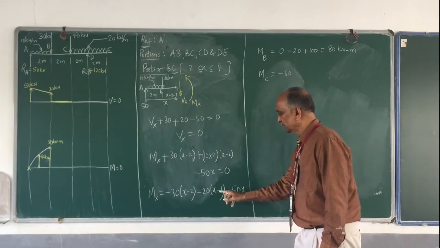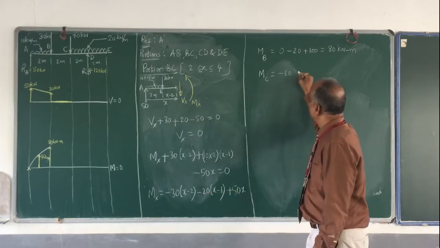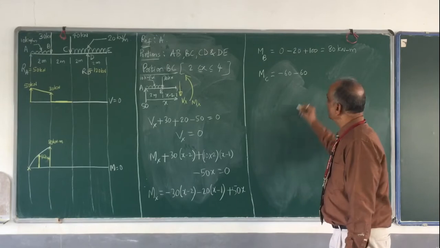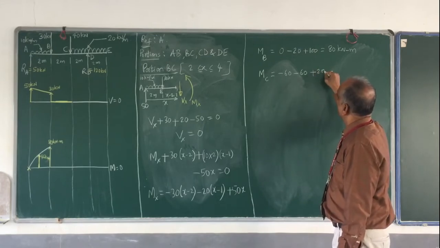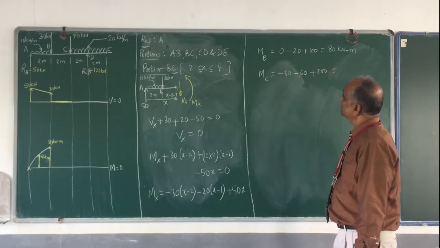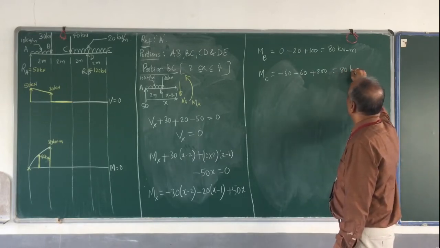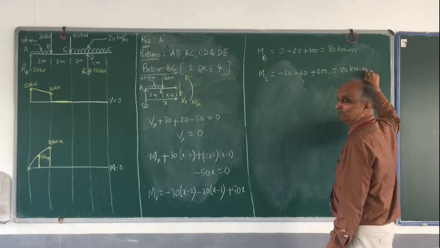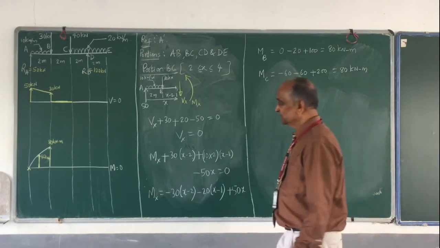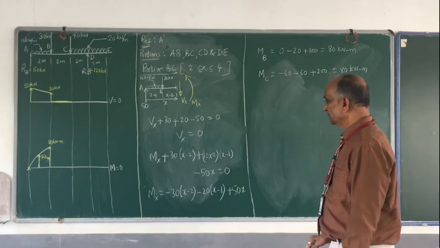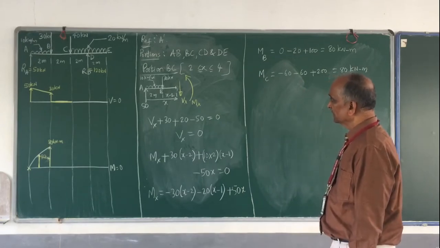4 minus 1 is 3. 3 into 20 again 60. 50 into 4, 200. Okay, 200 minus 60 and minus 60. This is 80 kilonewton meter. Wonderful. Okay. So 80 kilonewton bending moment at B, correct now?